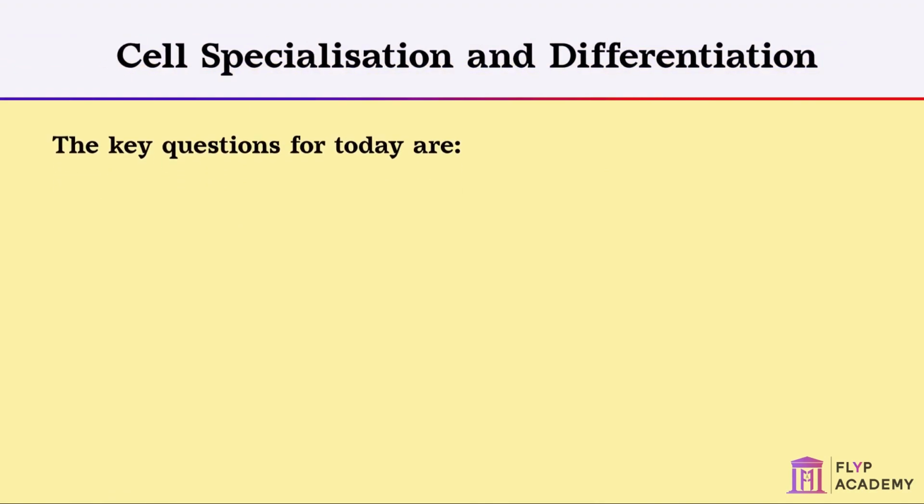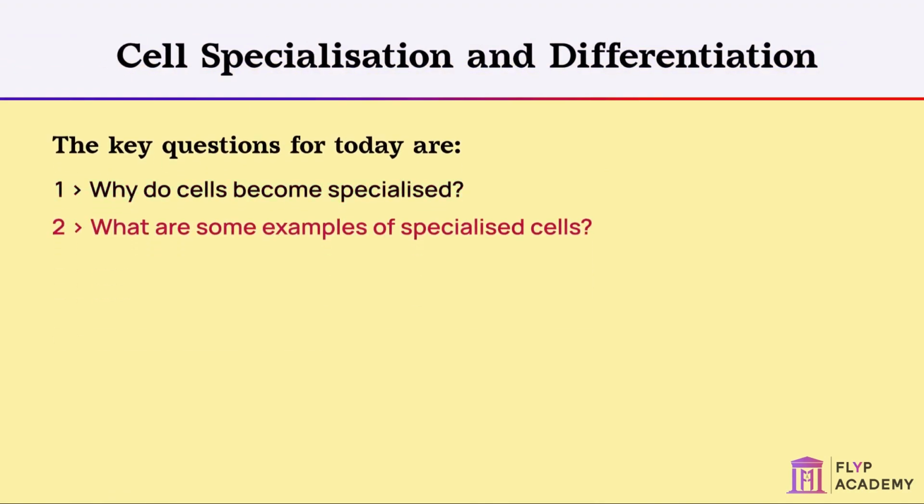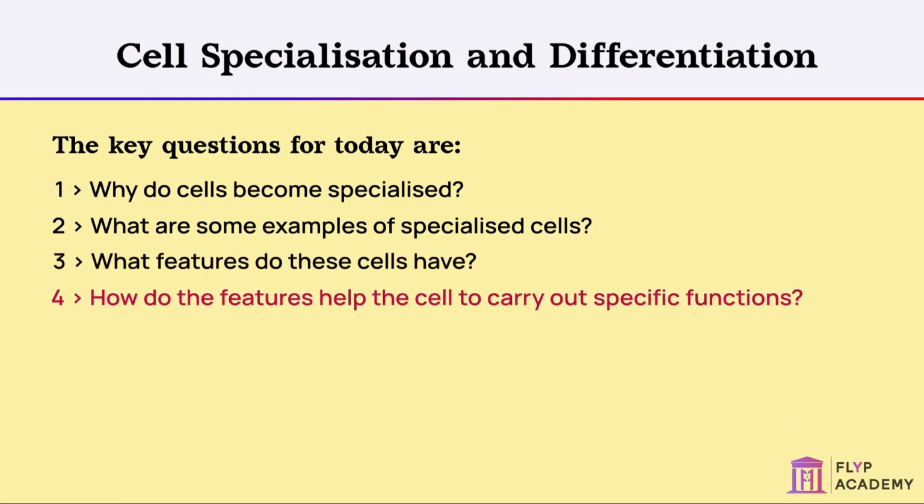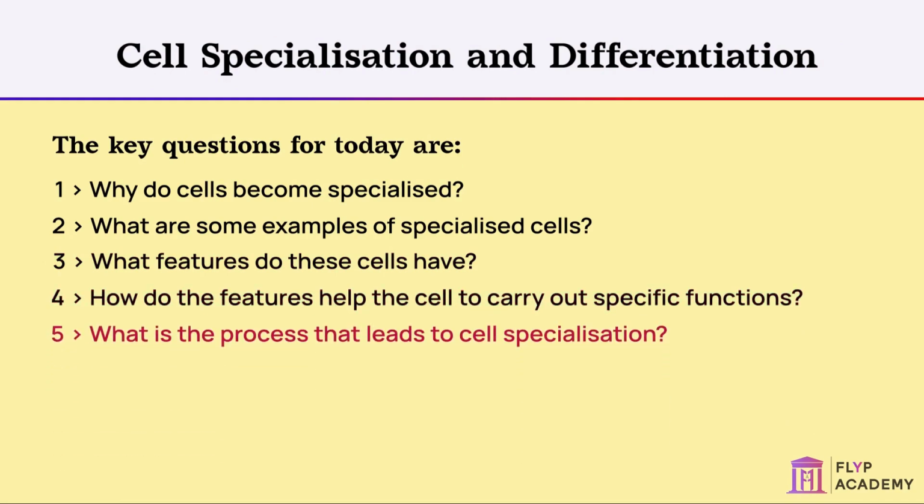The key questions for today are: why do cells become specialised? What are some examples of specialised cells? What features do these cells have? How do the features help the cell to carry out specific functions? What is the process that leads to cell specialisation?